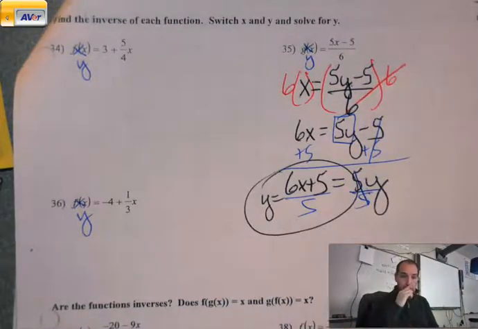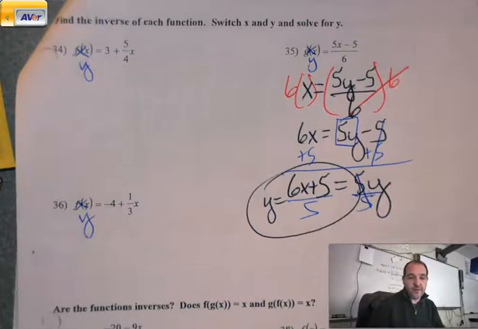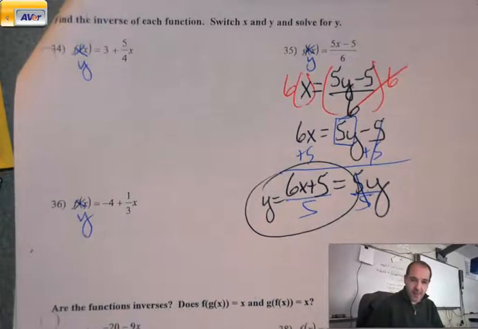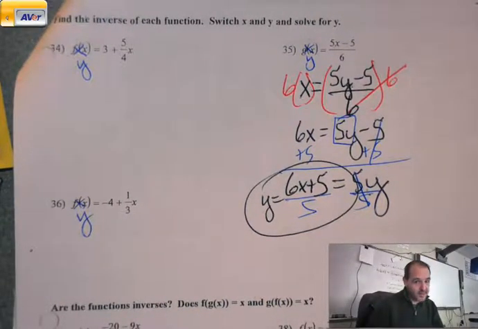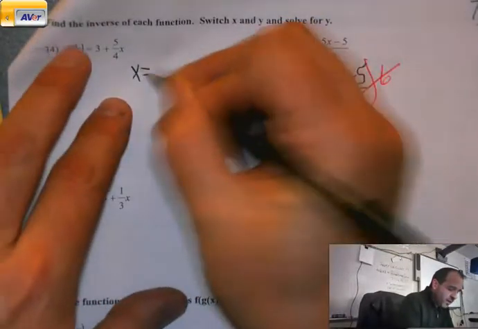Once that's there, you're done. Okay? That's the same way you're going to treat it on 34 or 36. I'm going to get you a start on 34, but I'm not going to take it the whole distance here. So here, we switch x and y.